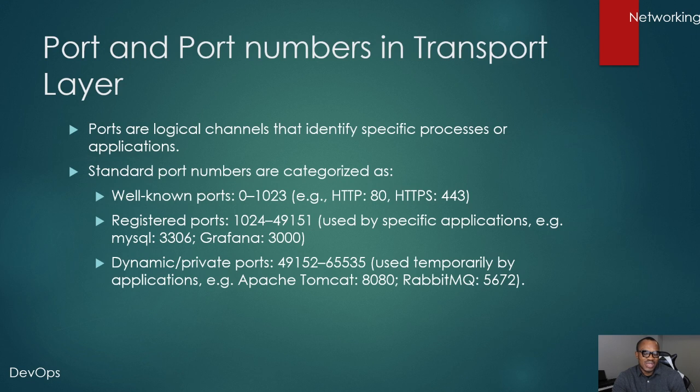And dynamic or private ports, which use port numbers from 49152 to 65535, and they are used temporarily by applications. We can see an example of such in Apache Tomcat, which uses port 8080. We have RabbitMQ on 5672, and so on and so forth.